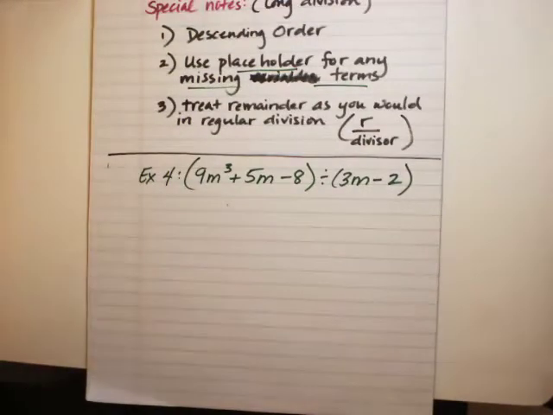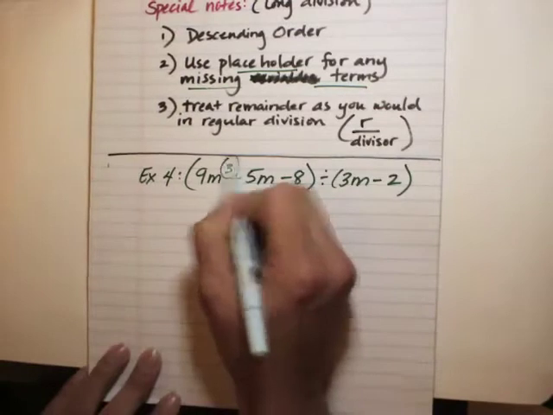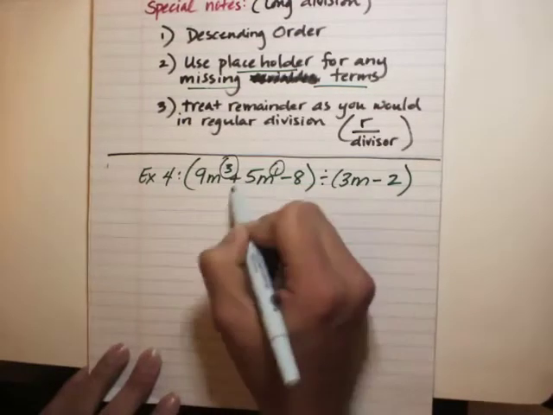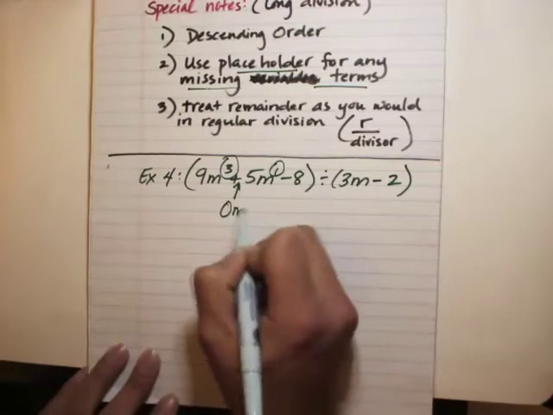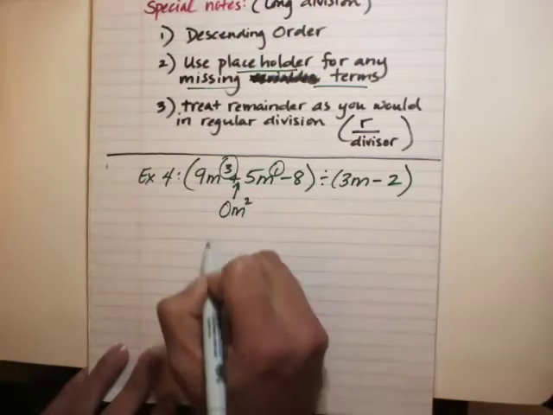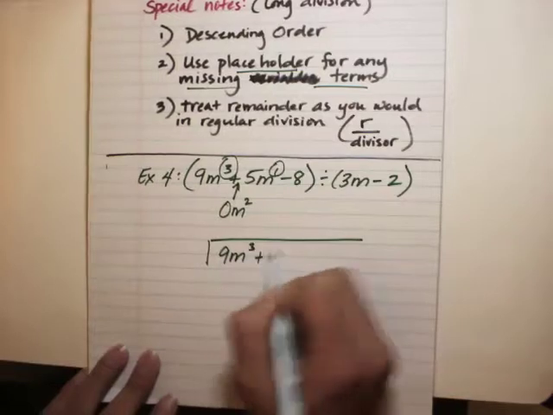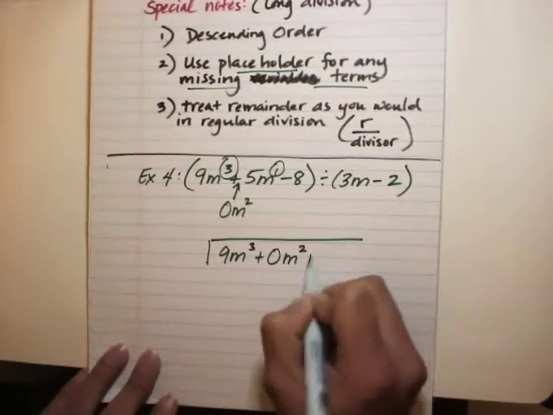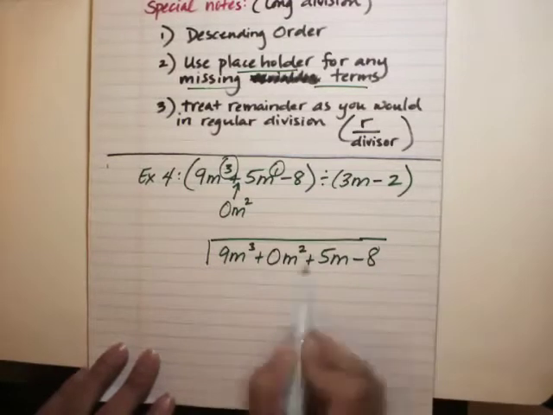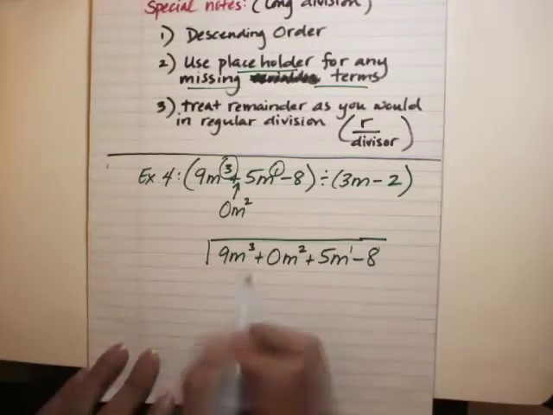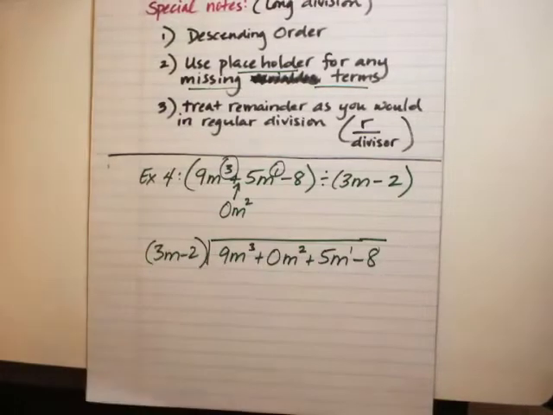Okay, example number 4. Again, take a look. Is this in descending order? You have the 3rd, you have the 1st. So it looks like what we need to add here as a placeholder is a 0m to the 2nd. Okay, so when you set up your problem, 9m to the 3rd plus 0m squared plus 5m minus 8. Okay, descending order, yes. And placeholders are in place. So 3m minus 2 on the outside.